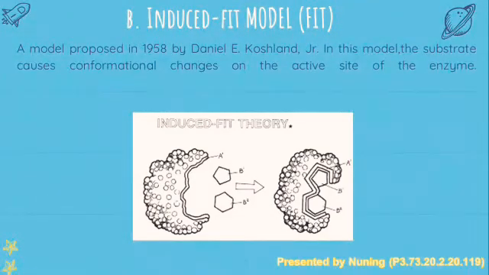B. Induced fit model, proposed in 1958 by Daniel E. Koshland, Jr. In this model, the substrate causes a conformational change in the active site of the enzyme. According to the theory of induced fit, the active site of the enzyme is flexible. Although the shape of the enzyme and the shape of the substrate do not fit, the enzyme will adapt its shape to the shape of the substrate so that the reaction occurs to produce a desired product.